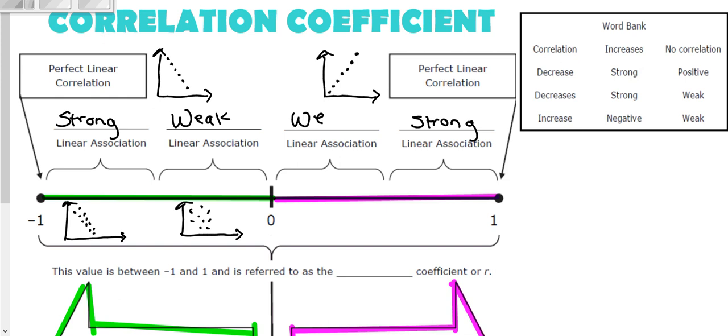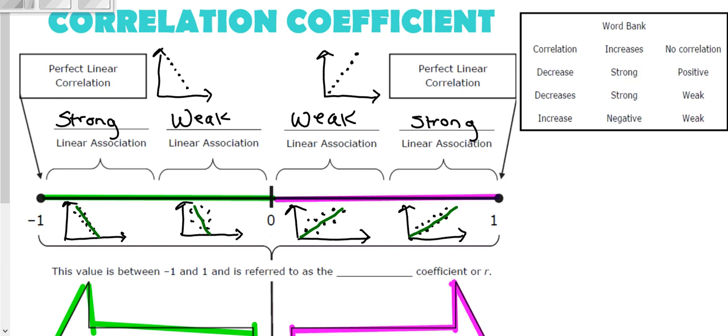My weak positive will be increasing, but spread apart. And my strong positive will be increasing, but it'll fit much more snugly around my trend line. So if I place a trend line on each of these graphs, you could really see that my data fits more snugly around my strong correlation and less snugly around my weak correlation.